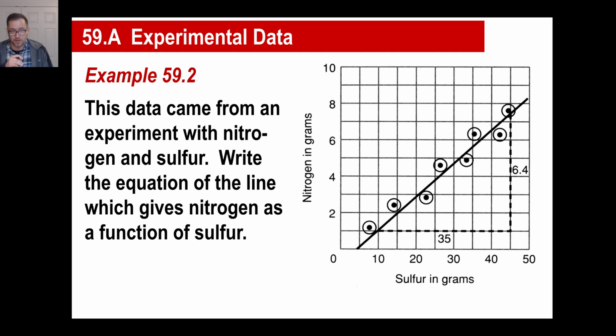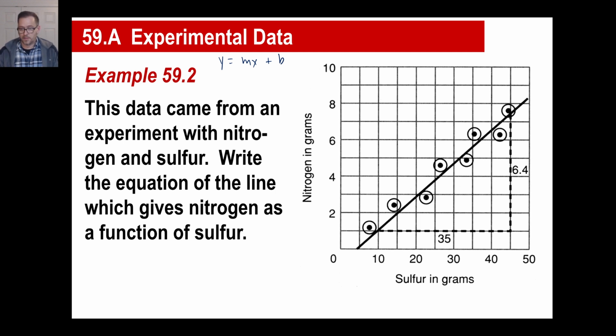This data came from an experiment with nitrogen and sulfur. Write the equation of the line which gives nitrogen as a function of sulfur. Okay, well, again, approach it the same way. A great idea when you don't know how to begin is to say, my basic equation of the line is y equals slope x plus the y-intercept. All right, I'm going to find out first what the slope is.